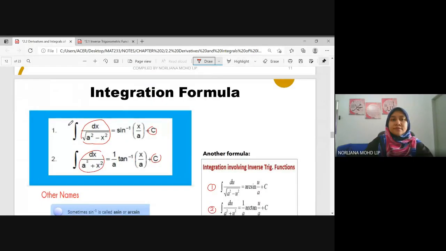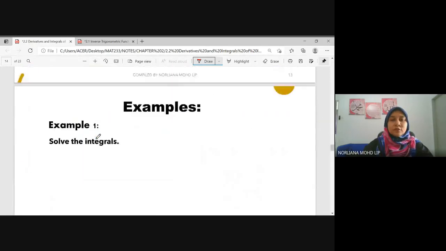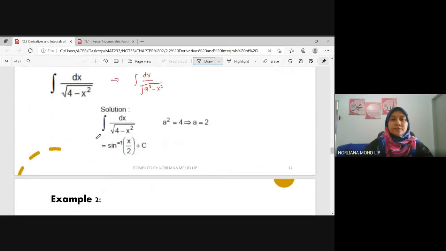Pattern ni. So we apply lah the sine inverse x over, okay, a tadi a square equal to 4, so a equal to 2 lah, x over a kan, so x over 2 plus c. You kena write ni c, kena tulis plus c.